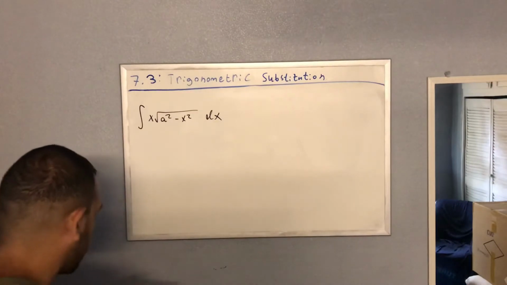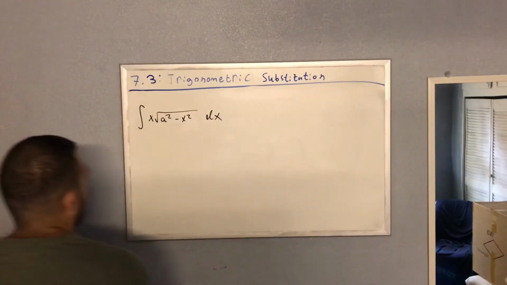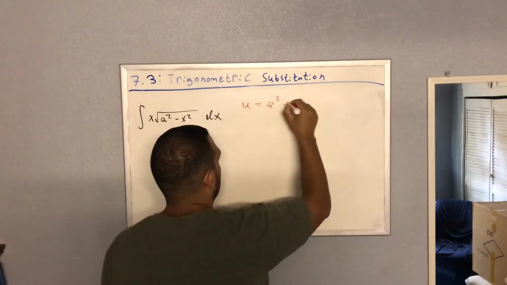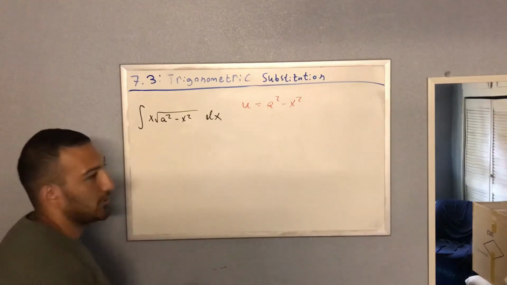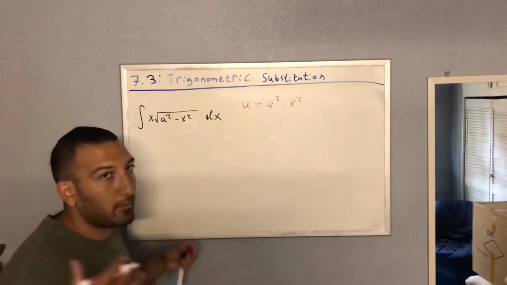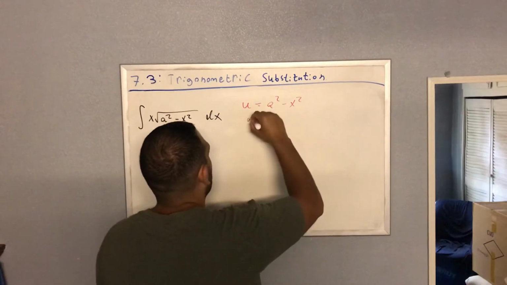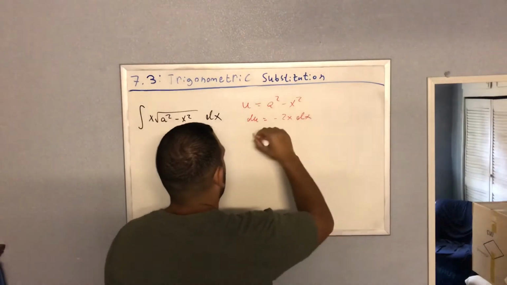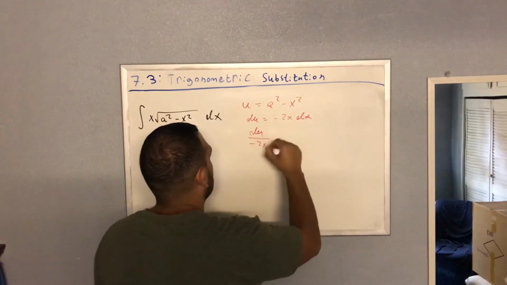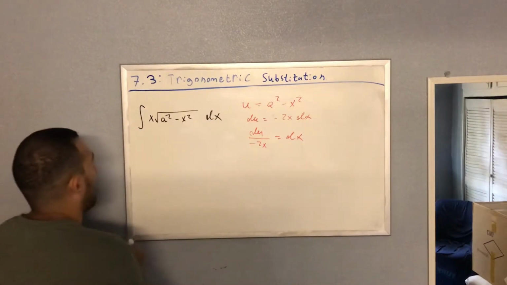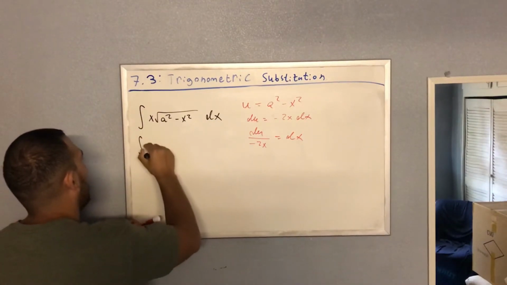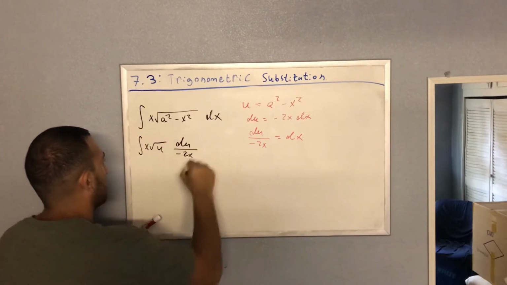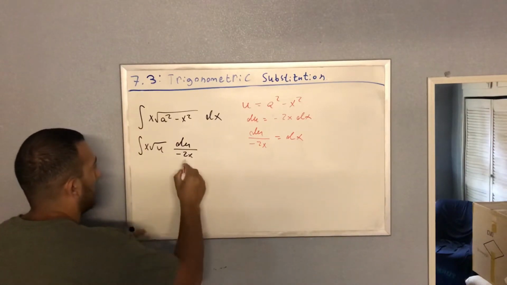Now, if you make the substitution u is equal to a squared minus x squared, where a is just a constant, just a number, 1, 2, 3, pi, whatever, then du would be 0 minus 2x, so negative 2x dx. And then dx is du over this, and this would allow us to do our integral, because we would get the integral of x root u times du over negative 2x, and then the x would cancel.